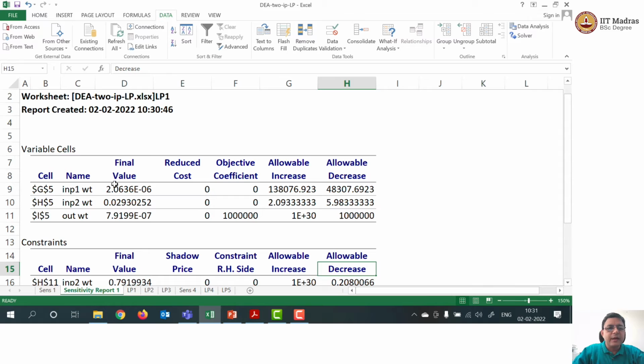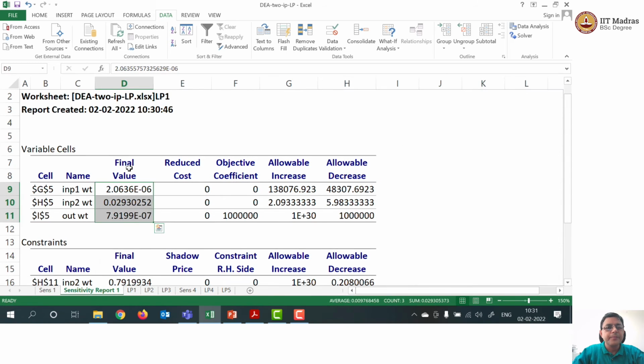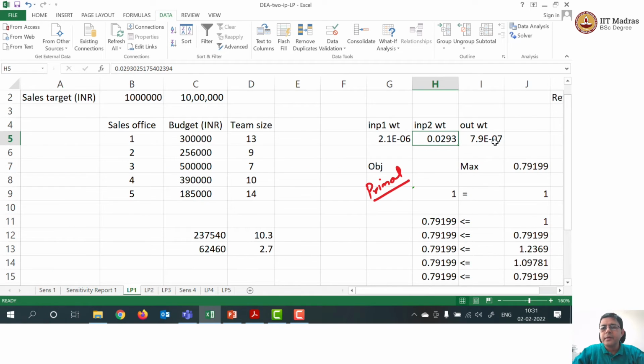Okay, so these are the values of your input weights and output weights: 2.06 times 10 to the power of negative 6, 0.0293, and 7.91 times 10 to the power of negative 7. All these are your primal values, your primal decision variables, right? The x's and y's from the original DEA formulation.